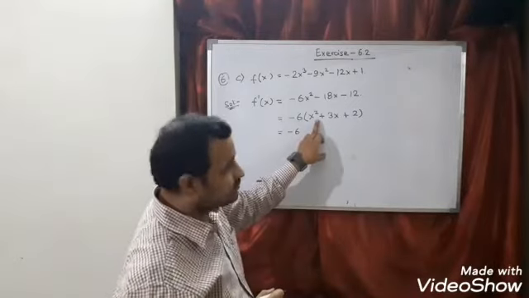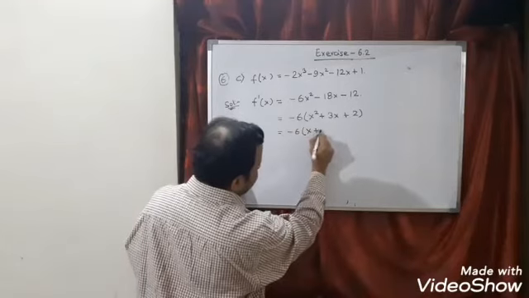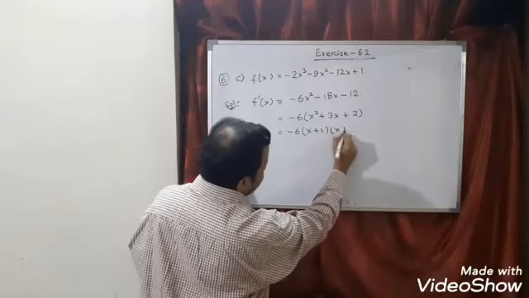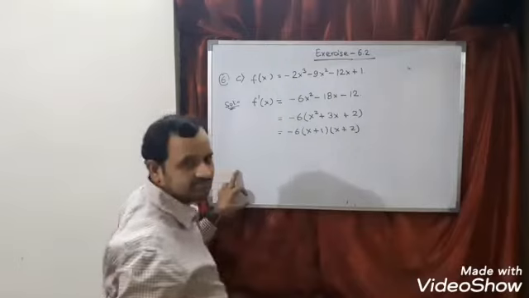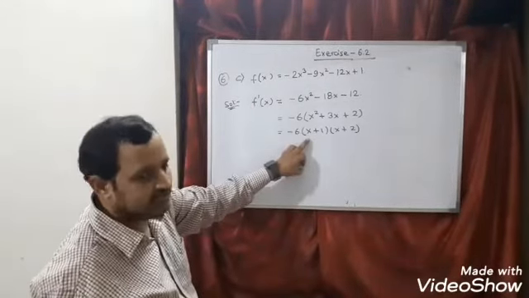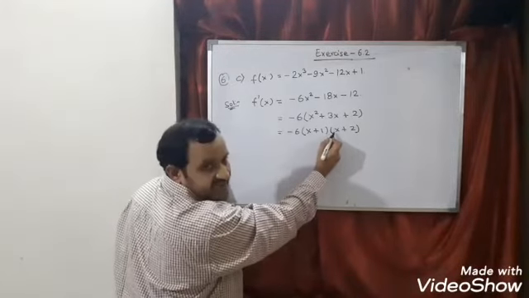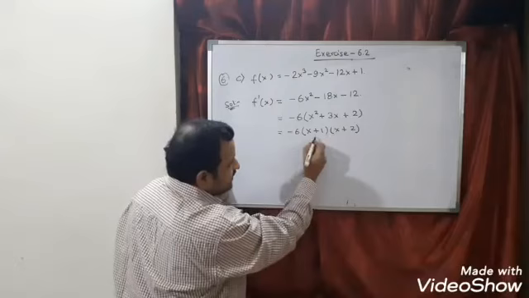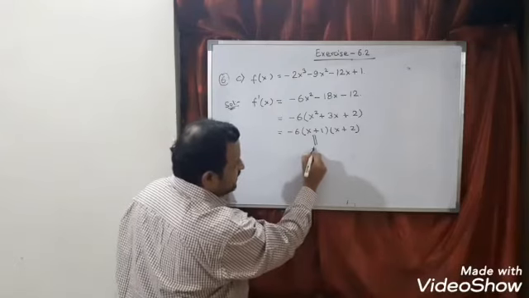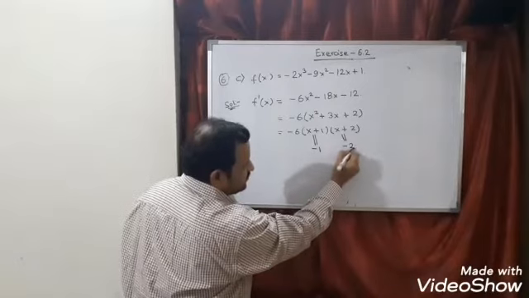Degree of x is 2 here. Write this in linear form. So linear form is what? X plus 1 into x plus 2. So find f dash x, break it into linear form. Coefficient of x in each bracket is positive. Next step, critical point. Critical point here is minus 1. Critical point here is minus 2.